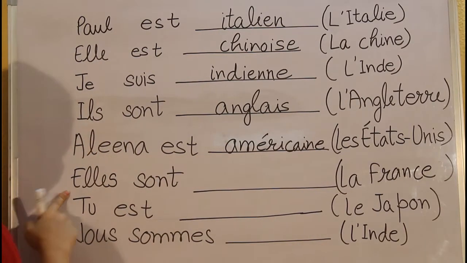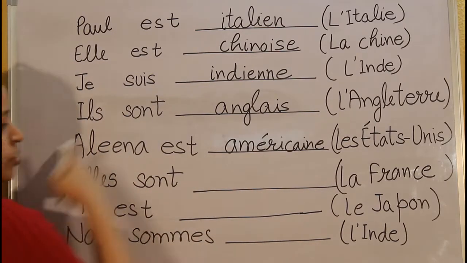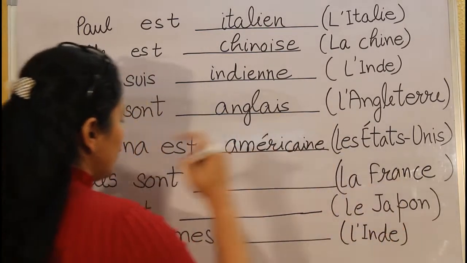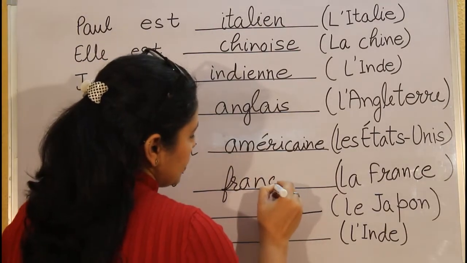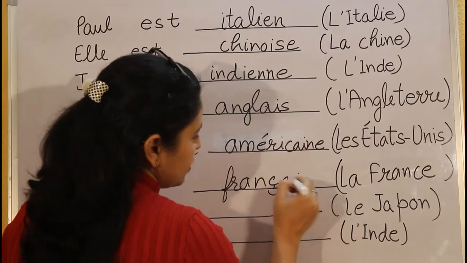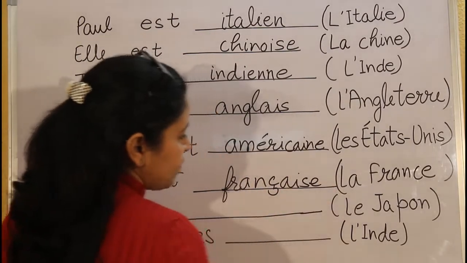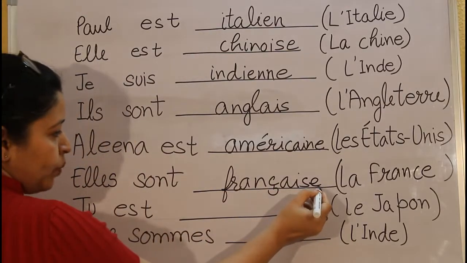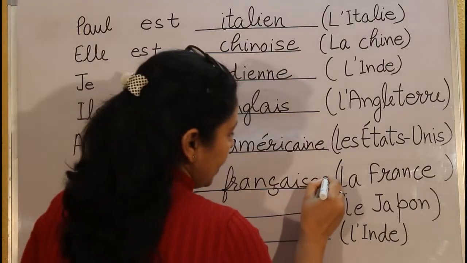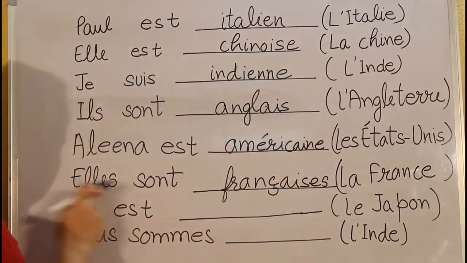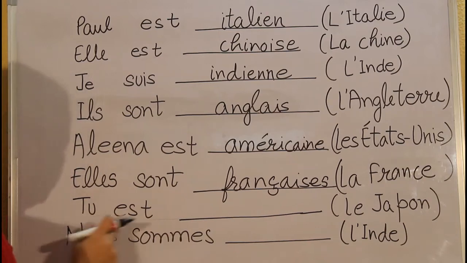Now the next one, elles sont dash. Elles means the girls. Girls belong to France. Now La France. So we'll write français. First the masculine nationality. Now we are talking about the girls. I'll make it feminine, and now my word is ending with E. I need to convert it for plural case, so I will add one more S. Elles sont françaises. Now the next one, tu es dash.